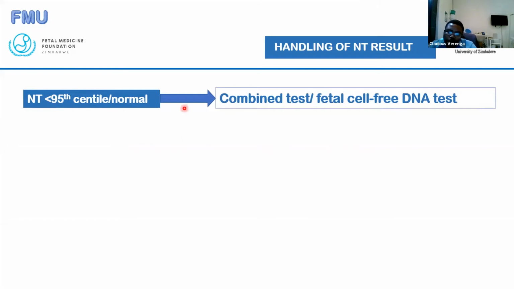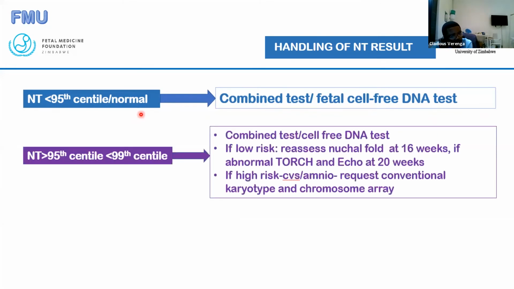The woman will still need to be offered combined tests or a fetal cell-free DNA test, depending on whether the woman can afford the fetal cell-free DNA test, to screen for aneuploidy. A normal nuchal translucency does not exclude Down syndrome and does not mean that you have screened the woman for Down syndrome. If the nuchal translucency is between the 95th and the 99th centile, the woman still needs to be offered combined tests or a cell-free DNA test, depending on whether she can afford it or not. If the risk is low from the combined or fetal cell-free DNA test, the nuchal fold will still need to be assessed at 16 weeks.